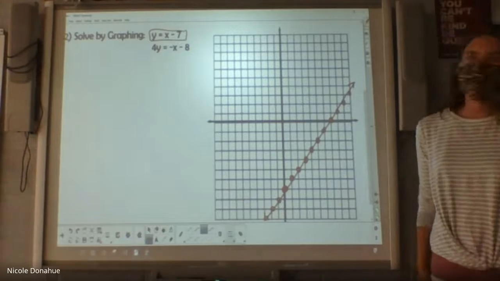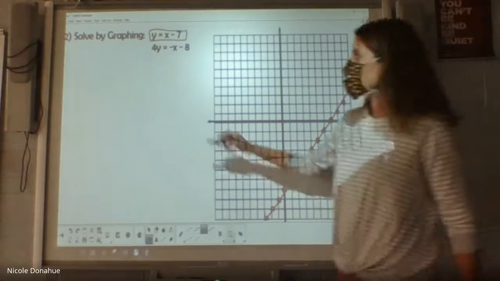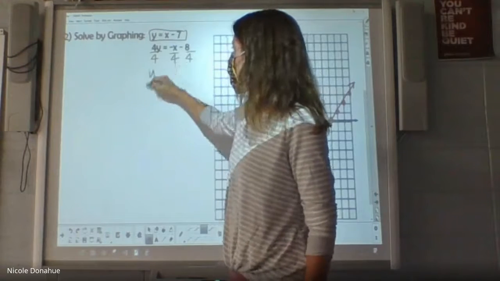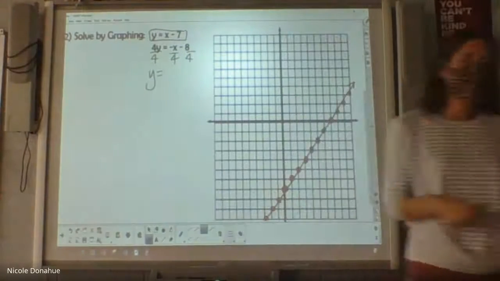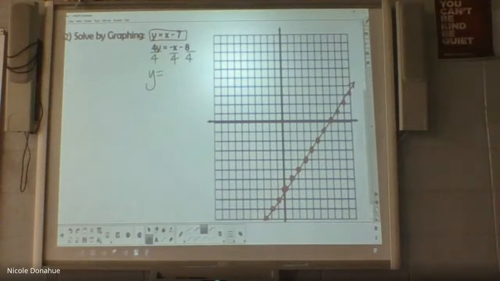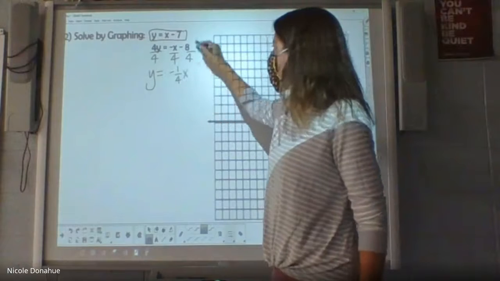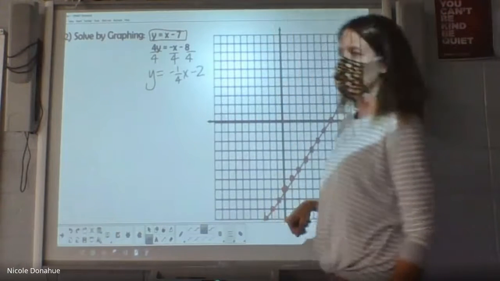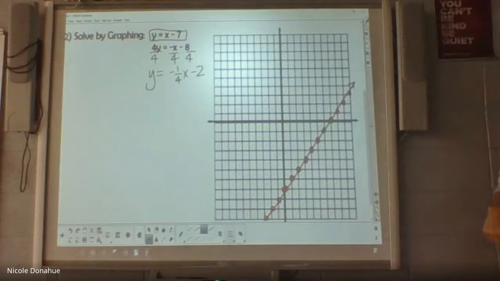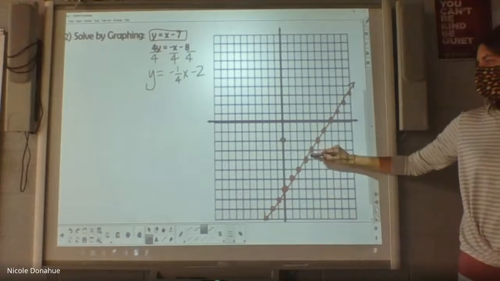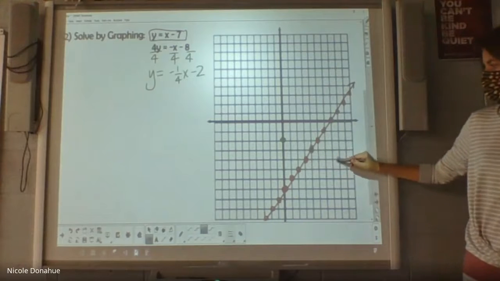All right, the next one we have to get the y alone, so we're gonna divide by 4. So what's the slope in this case? -1/4. Good job. And then -8 over 4 is gonna be -2. So this one will begin at -2 and go down 1 and over 4, and they actually already hit at that point.